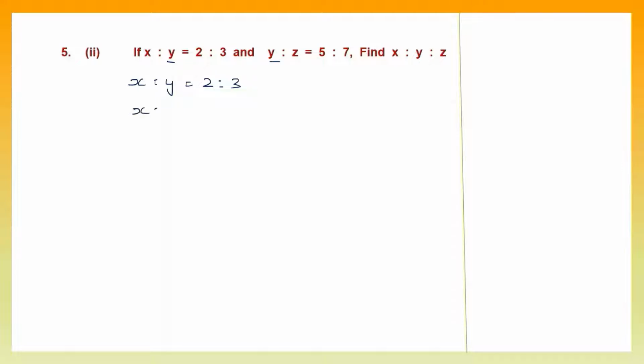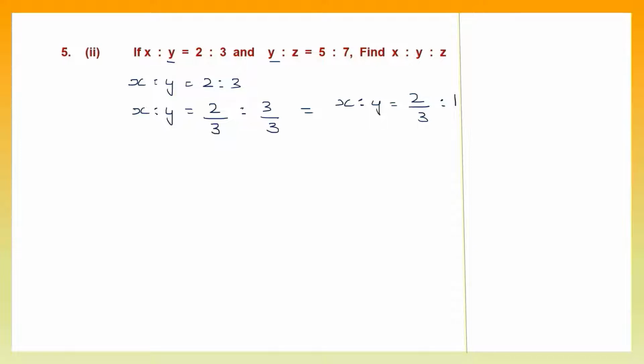So x is to y will be 2 divided by 3. Okay, the first part is to 3 divided by 3. So it becomes x is to y is now 2 by 3 is to 1. So I've got this, x is to y is 2 by 3 is to 1.